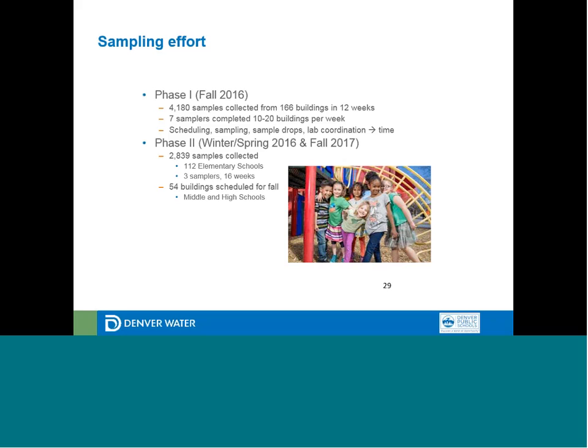So to date, with part of phase 2 completed and all of phase 1 completed, it's just over 1,100 sampling hours just for the sample collection that it took. And so we, in phase 2, have close to 3,000 samples collected this spring, and we have 54 buildings scheduled for this fall. Because again, you don't want to be sampling during extended break periods.